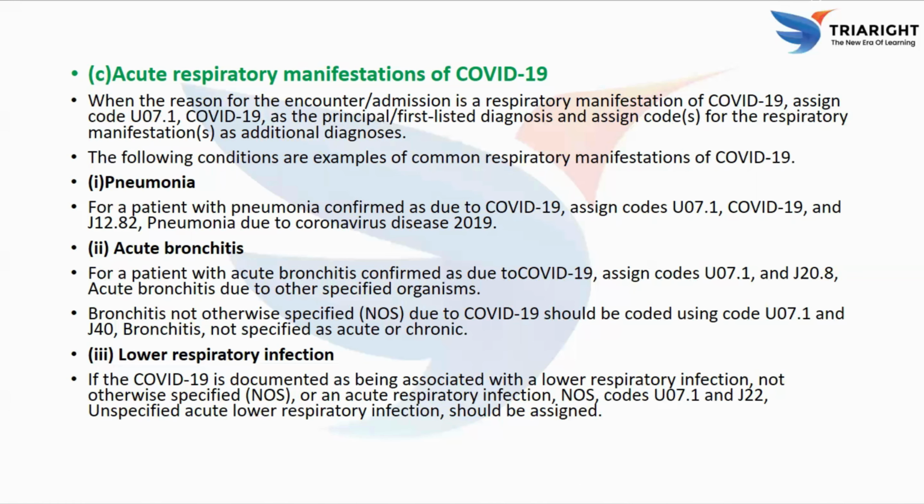So why does this matter to you? Because COVID-19 is always the cause, so it is coded first when respiratory complications are present. Manifestations like pneumonia, bronchitis and LRI are coded second because they are the effects of the disease. So you must read the documentation carefully to identify whether bronchitis is acute or unspecified.